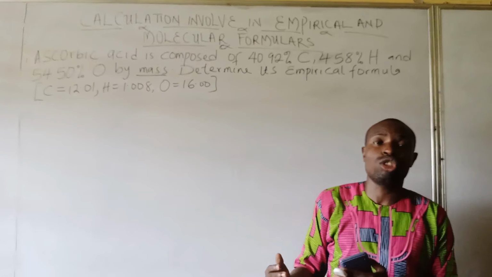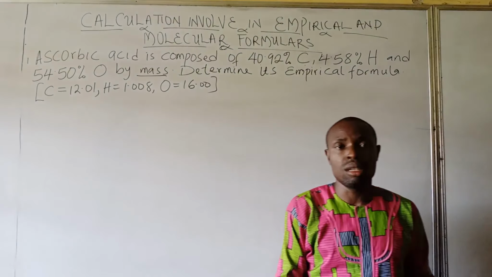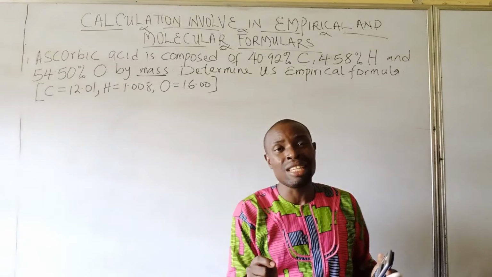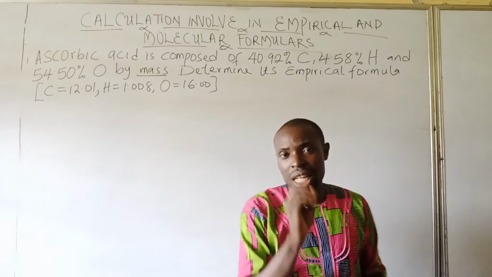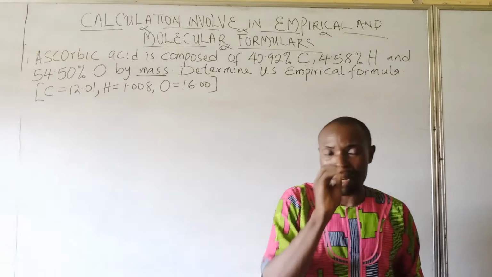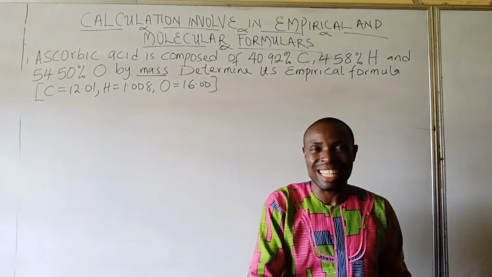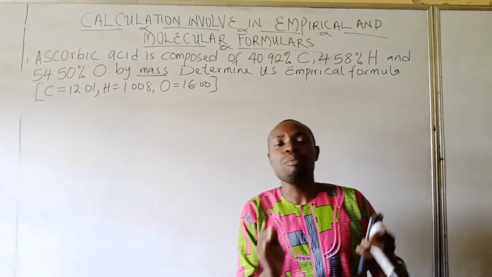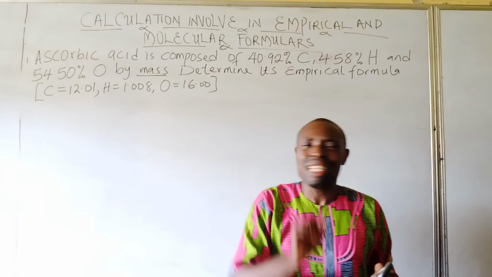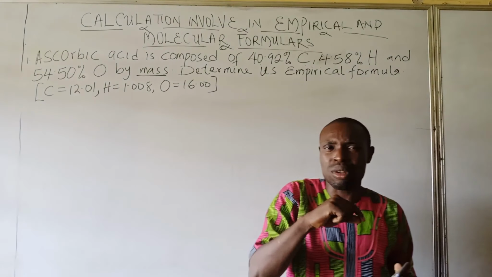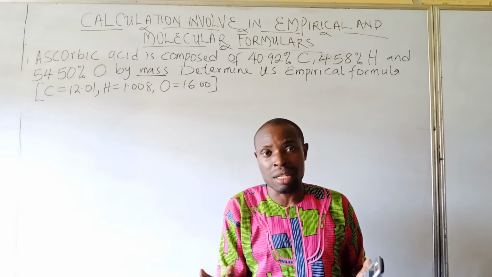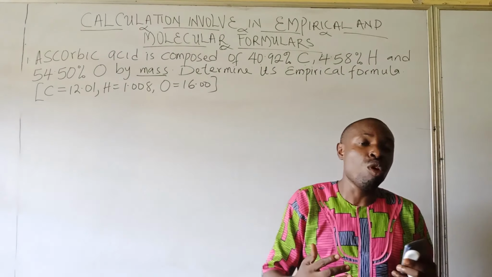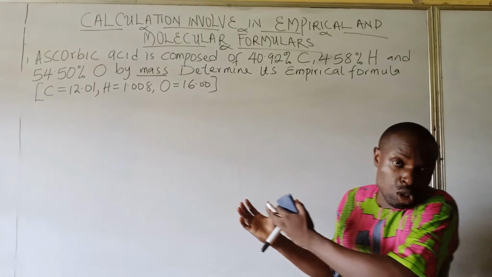Today we'll be working on a very interesting video talking about the calculation involved in empirical and molecular formula. Before we begin the calculation, we should understand some basic rudiments about it. Empirical formula is also called the simplest formula. It tells us the number of atoms present in each element of a compound in their simplest ratio, while molecular formula tells us the actual number of atoms present in each element of a compound. We may not really have enough time to go into details, but with the calculation we should understand.